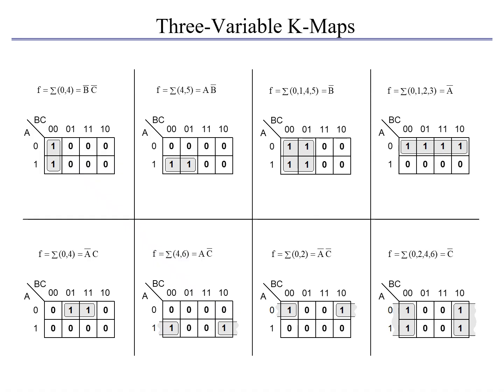Here they have only formed pairs. The value is A bar C, and the next one is a pair with the value A C bar, and the next one is also a pair, A bar C bar, and the final one is a quad formed with the edges of the K-map, with the value C bar. The common term is C bar. This is how we form the three variable K-maps.